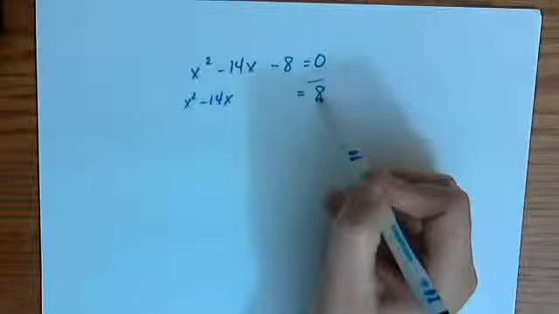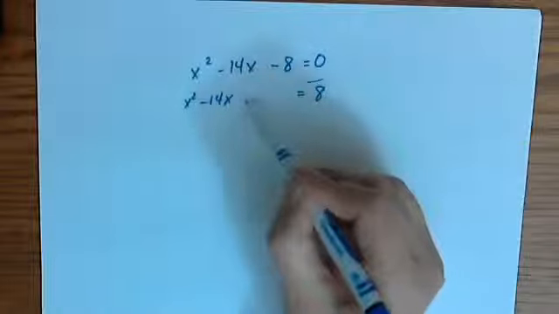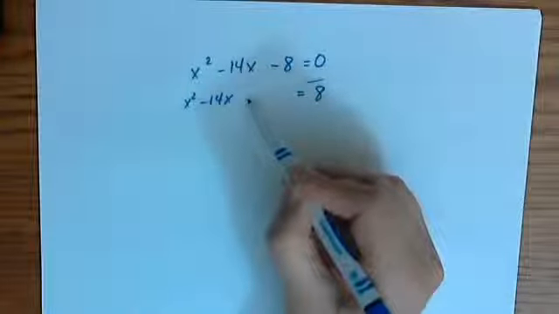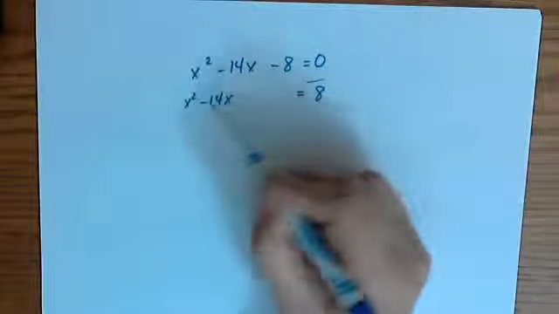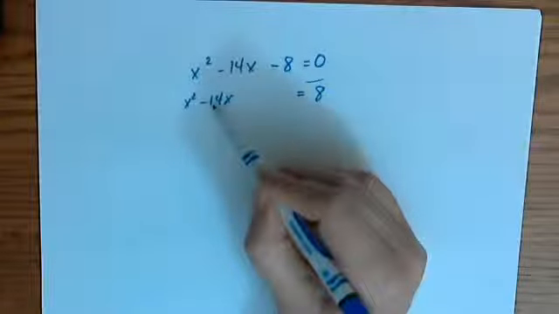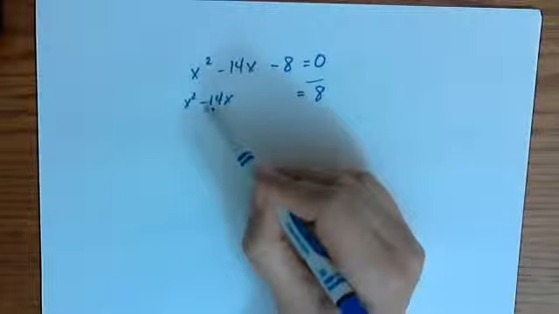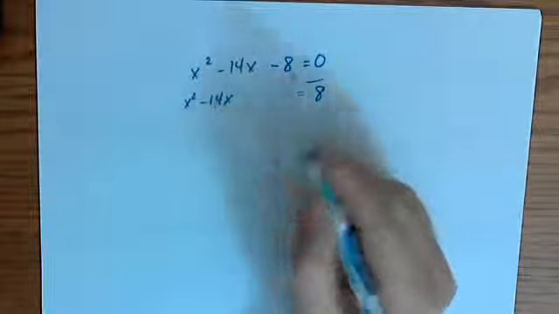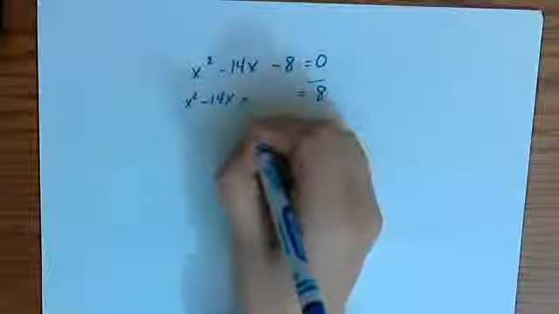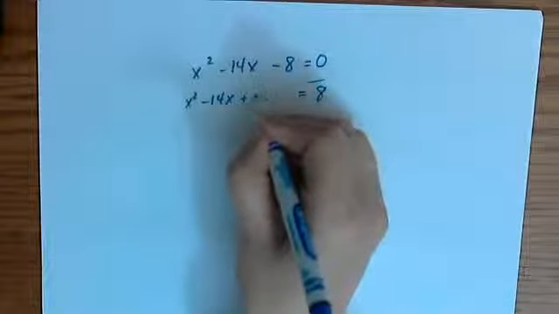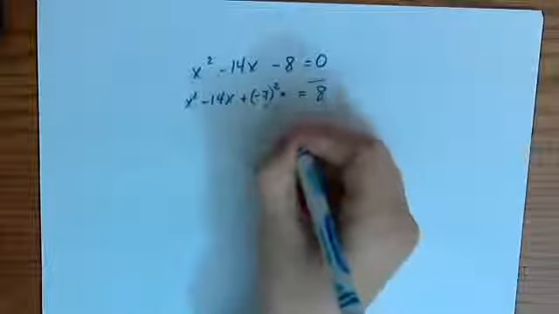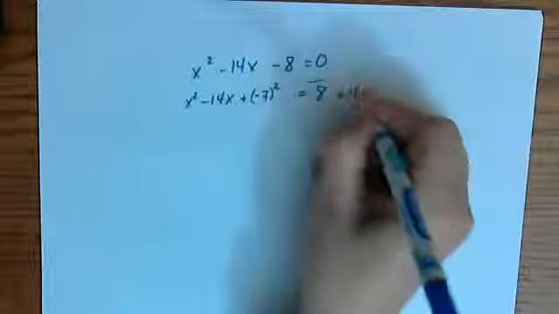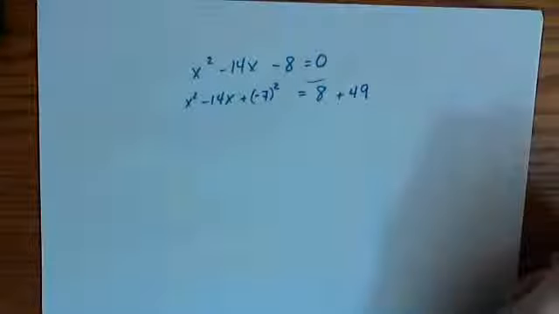When I do that, now I have to figure out what number I can put as the constant here in order for me to complete the square. And that always has to be this middle number, the coefficient, divided by 2 and squared. So negative 14 divided by 2 is negative 7, squared. So plus a negative 7 squared. What is negative 7 squared? I sure hope you said 49.